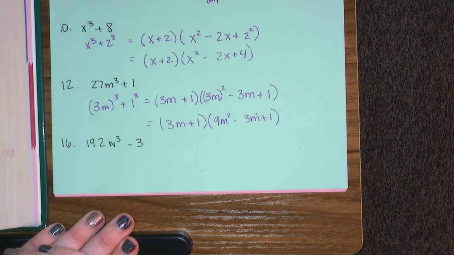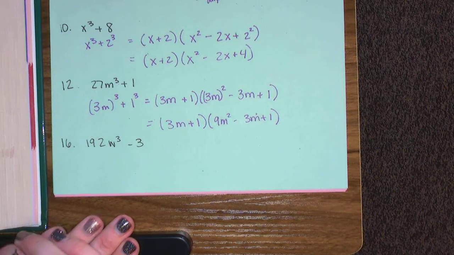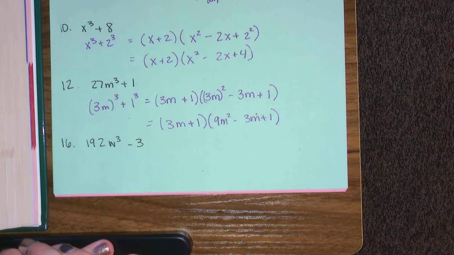64 times 8 seems like a really big number. I'm thinking maybe 7, and I still think 7 might be big. How about 6? 6 times 6 is 36. Okay, so this is 6 cubed.